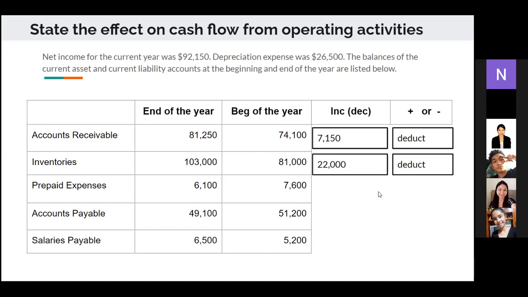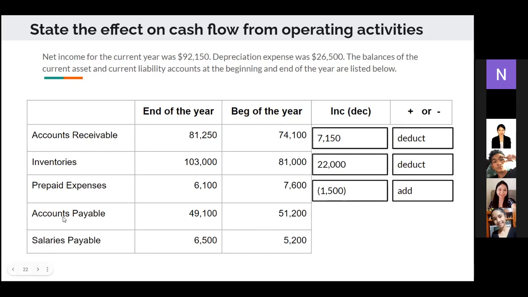And sa prepaid expenses naman, current assets din, from 7,600, bumaba siya ng 6,100. So, may decrease siya na 1,500. So, ibig sabihin, kapag nag-decrease yung current asset, i-add natin siya, add siya.